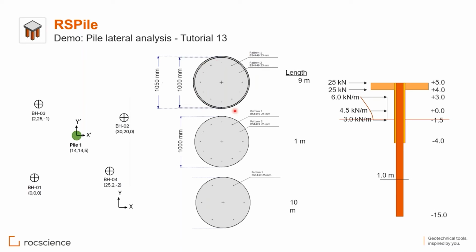Now the first section at the top is this one, having two patterns of 25 millimeters. The second section is without casing and having two patterns of 25 millimeters. And the third one, the bottom part, has only one of these patterns, and the second pattern disappears, and there's no casing. And these are the lengths 9, 1, 10. So the total length of the pile is 20 meters. And you can see here the boreholes and the location of the pile, and that's how it is modeled in this one.